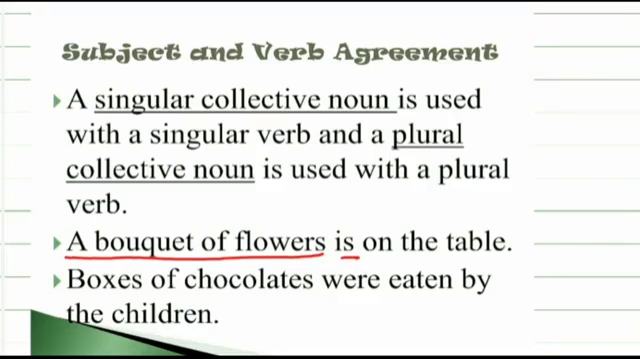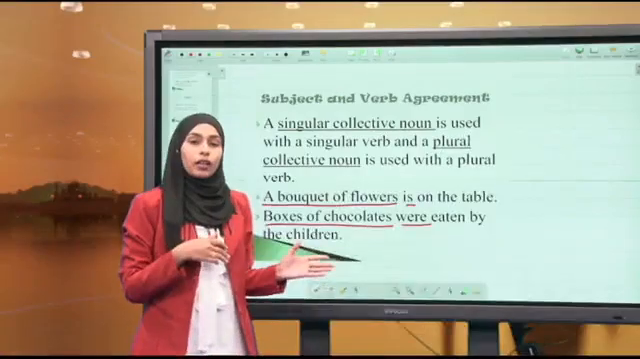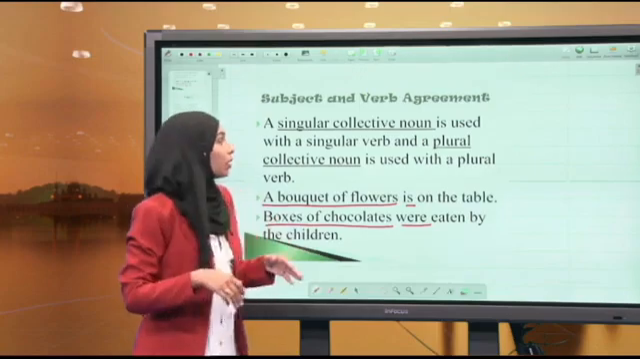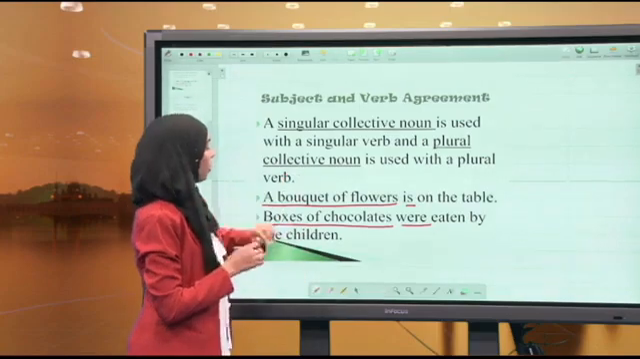Let's look at example number 2. Boxes of chocolates were eaten by the children. Here we have were. Boxes of chocolates. Is that singular or is that plural? And if you said plural, you are correct, because we have not a box of chocolates, but boxes of chocolates, which indicates that it's more than one. Your helping verb, were. So plural collective noun is followed by a plural verb. So I hope you remember this.